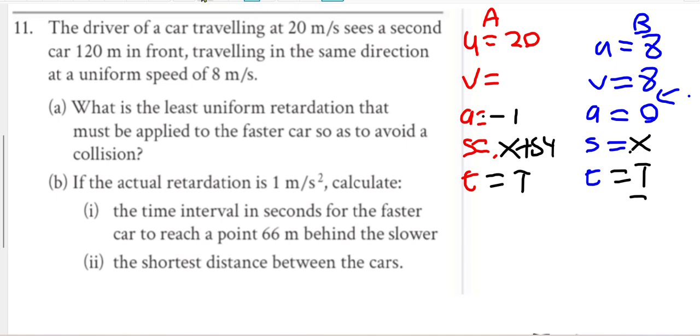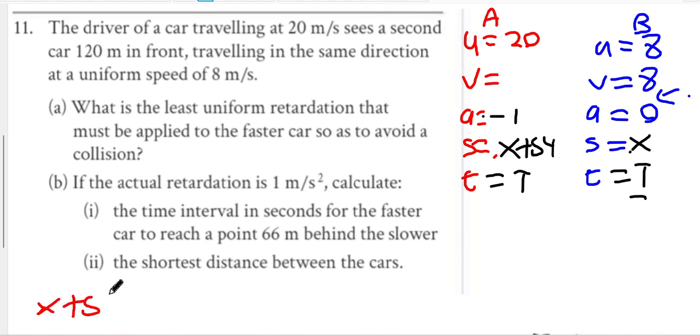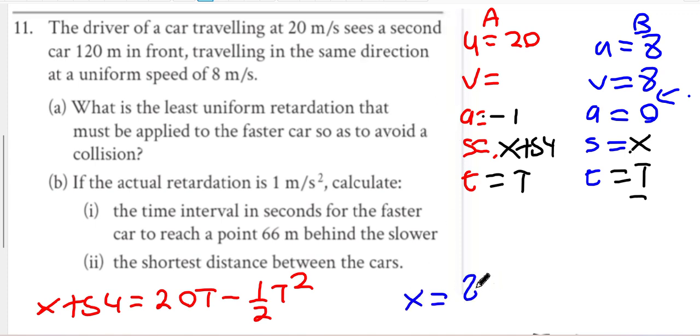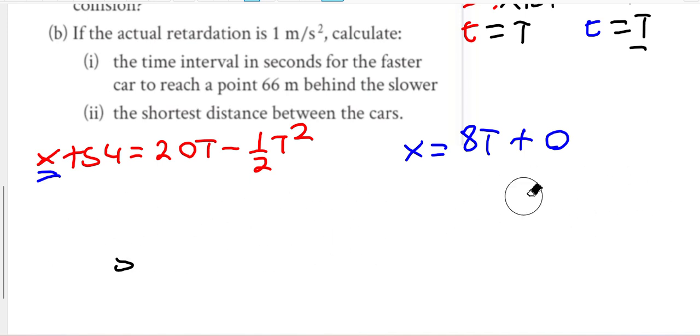The red data set, we're going to say that X plus 54 equals UT, which is 20 times T minus a half times minus half times 1. So I just changed it into minus a half T squared. Blue data set results in X being equal to 8T plus a half AT squared, which is 0. I underline the X value on the left here. I say, do you know what, pal? You are going to turn into an AT. You have no choice in the matter. Here you go. You're now AT.